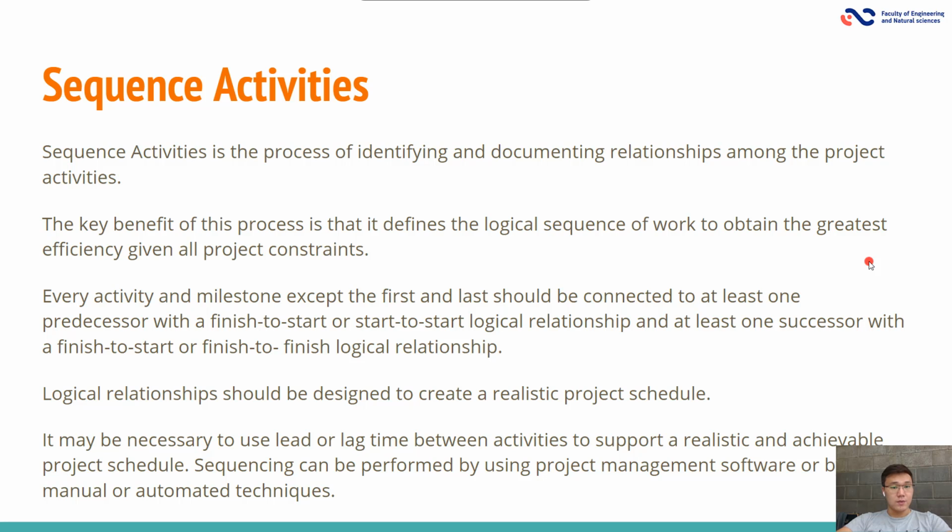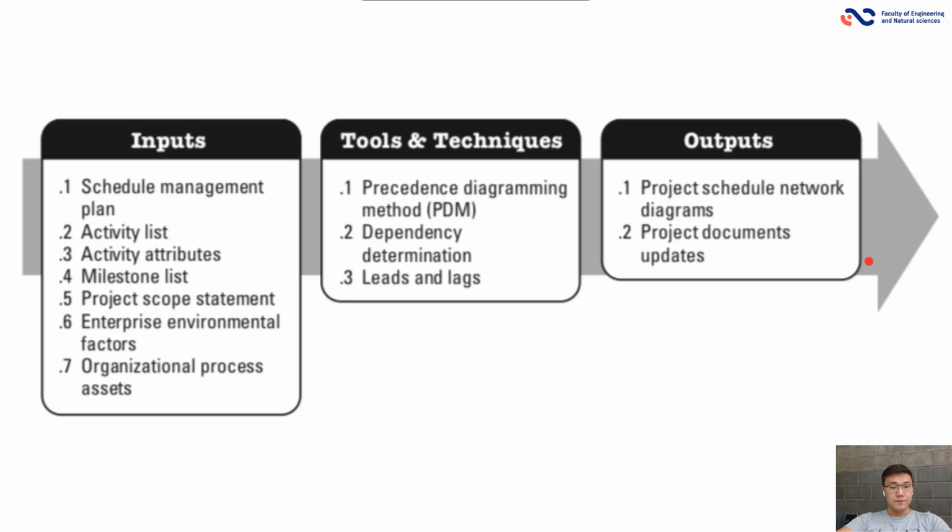And the third one is sequence activities. Sequence activities is the process of identifying and documenting relationships among the project activities. Here on input, schedule management plan, activity list, activity attributes, milestone list, project scope statement, enterprise environmental factors, organizational process assets. On tools and techniques, precedence diagramming method, PDM, dependency determination, leads and lags. On outputs, project schedule network diagrams, project documentation updates.